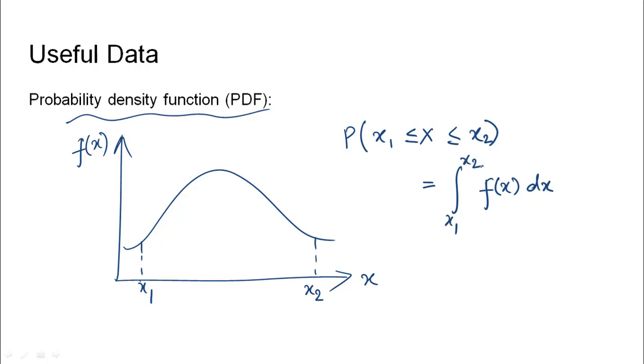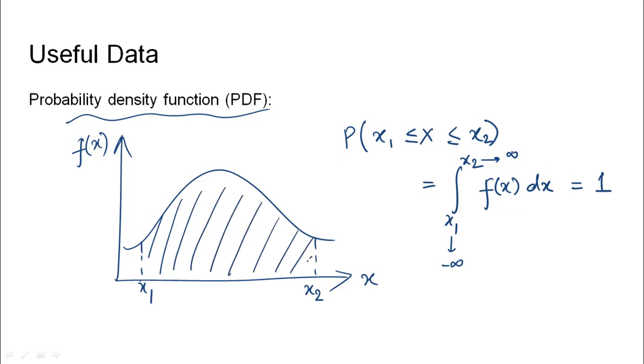But what usually happens is, if x1 tends to minus infinity and x2 tends to infinity, that means we are covering the whole range of real values that is possible for the random variable. So this integral in that case turns out to be 1. That is, the probability density function when integrated over the whole range of values from minus infinity to infinity will give out the total probability to be 1.